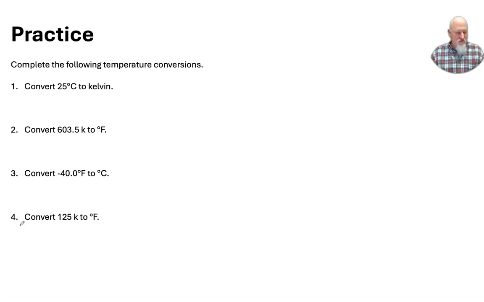So 25 degrees Celsius to Kelvin. So we can see that temperature in Kelvin is temperature in Celsius plus 273.15.